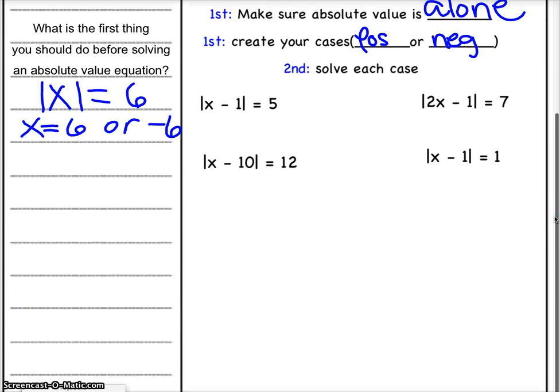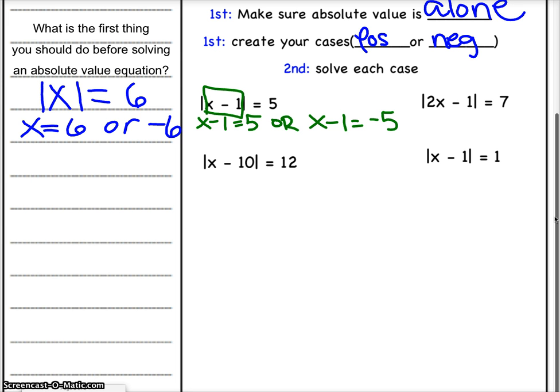Okay, so I want to know what is 5 away from 0? What inside here is 5 away from 0? That means that I want x minus 1 to equal positive 5. I want inside here to be positive 5, or I want inside here to be negative 5. That's my two cases.